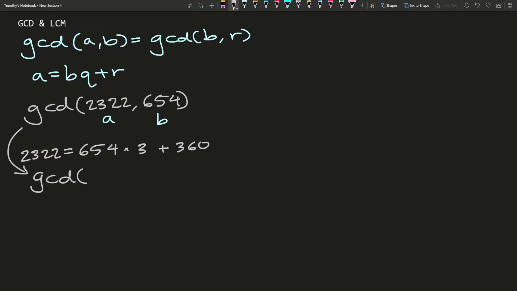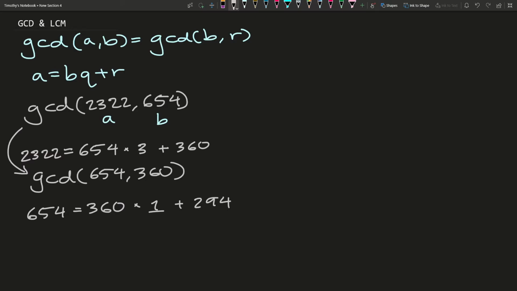So, 654, right? And our R, that's the remainder, is 360. Once again, we can apply this idea. We can say 654 is equal to 360 times some number plus some other number. In this case, it fits in once, and the remainder is 294.